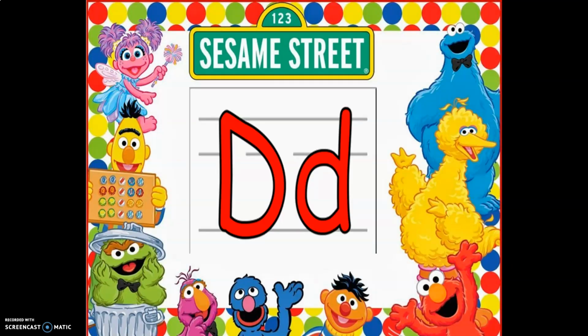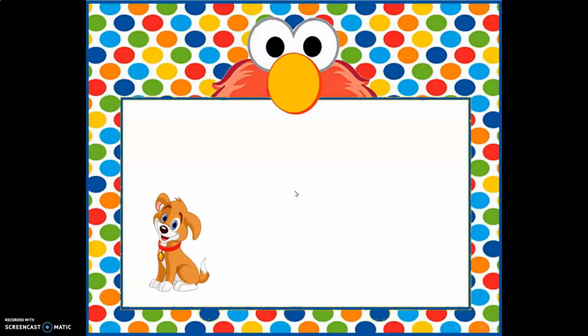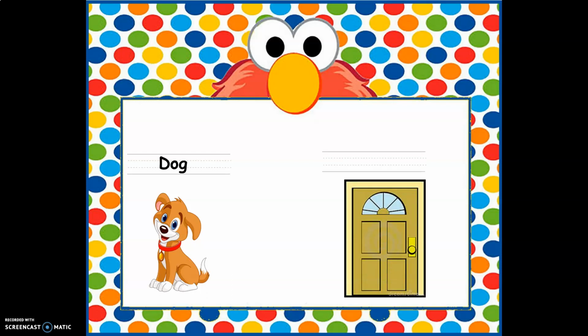What about the last letter, my beautiful students? Capital D, small d. Capital D, small d. What are the words that start with letter D? كلمات تبدأ بحرف الدي. Dog and door. كلب أكرمكم الله وباب. Okay. It is a dog. It is a door. Okay.